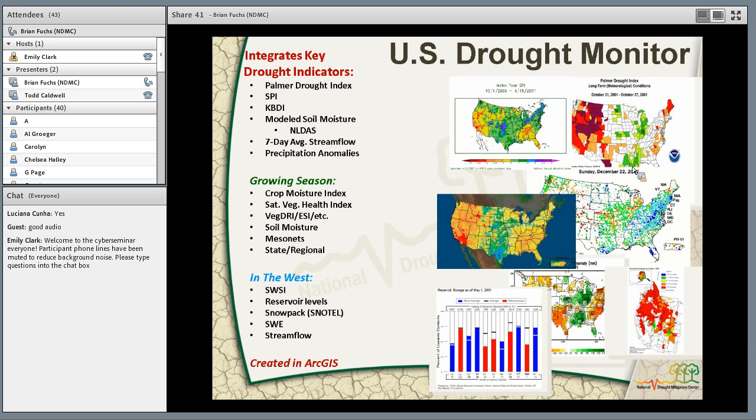And like I said, in the West, some things are very unique compared to the other parts of the country, so we start looking at SWSIs on particular river basins. We look at the reservoir levels, snowpack, snow water equivalent, and the stream flows are very important in the Western depiction of drought.